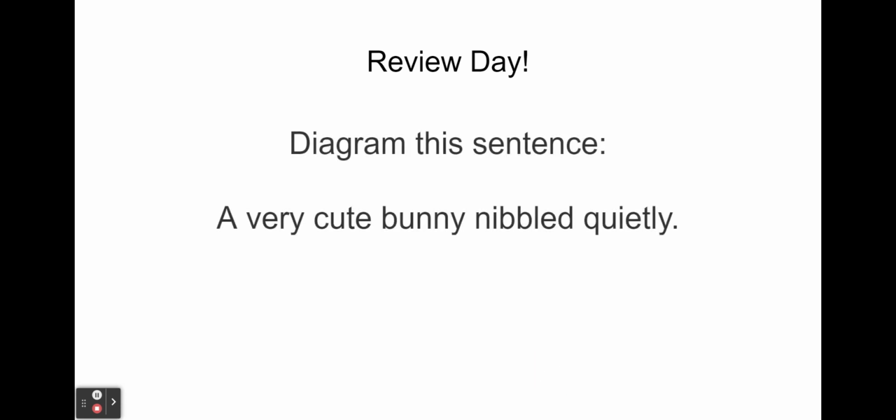All right, diagram this sentence. A very cute bunny nibbled quietly. Pause while you're diagramming. All right, the next slide is going to check your work. Prudent students are pressing pause if they're still working. Last chance. Pause this recording. A very cute bunny nibbled quietly.